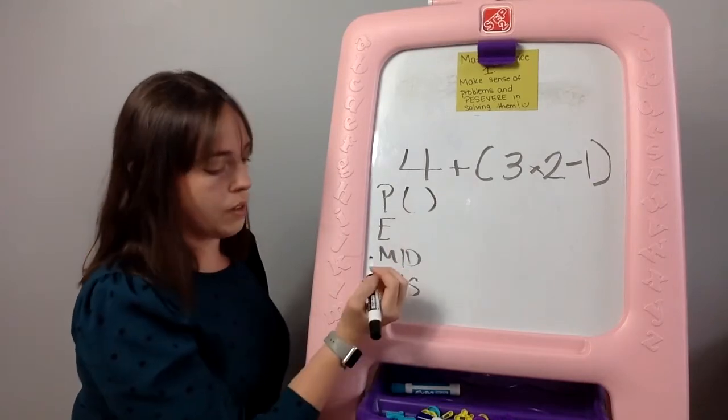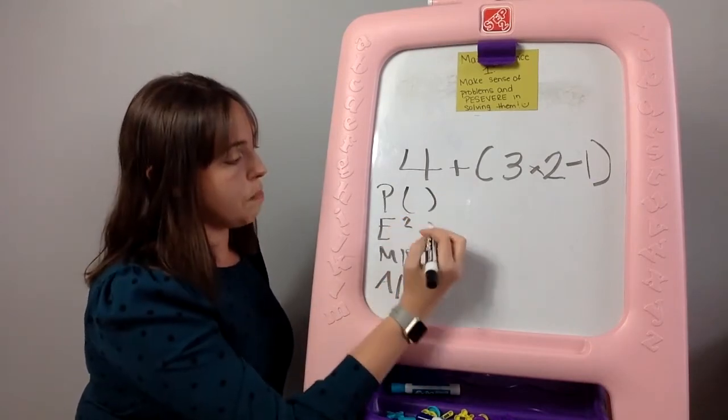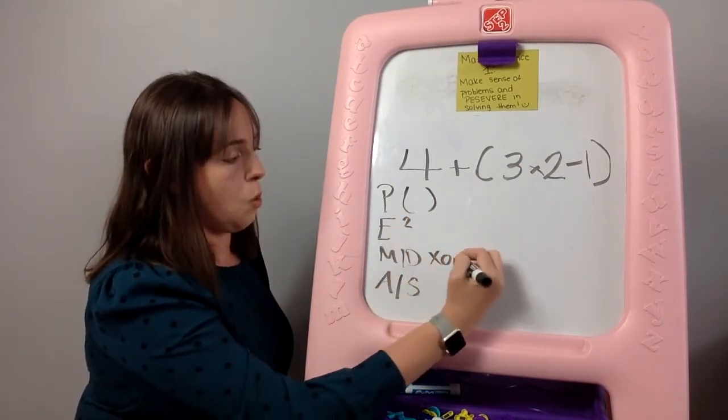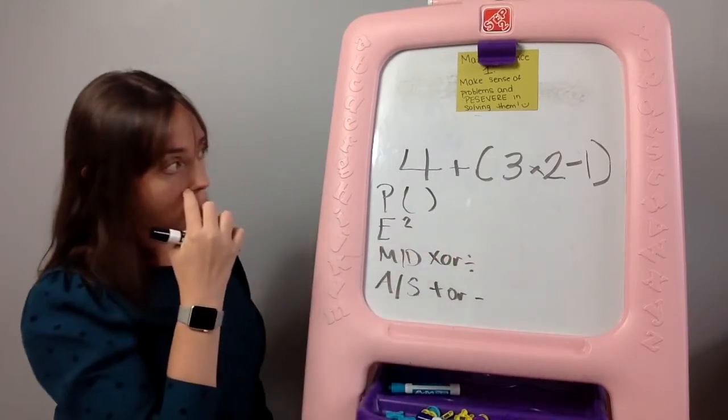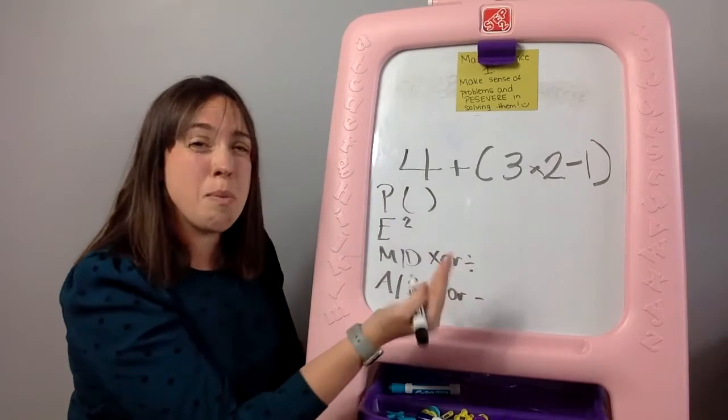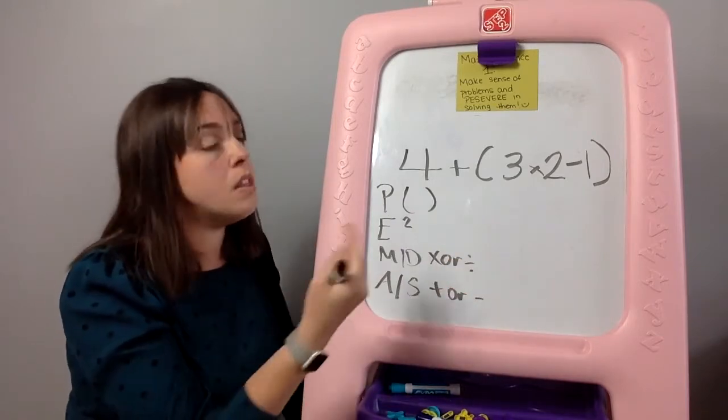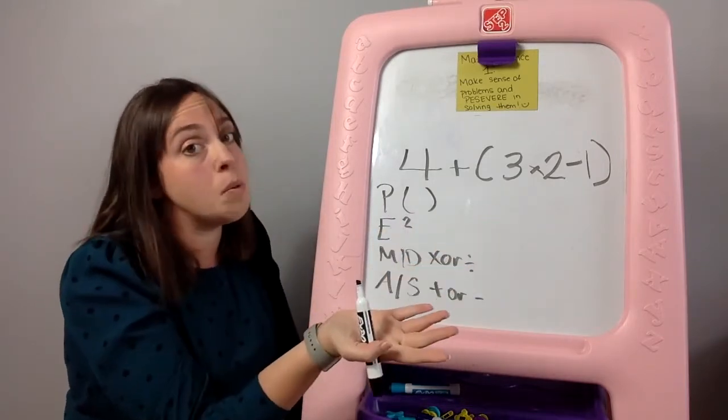So these are those parentheses. These are those exponents. We've got multiplication or division and addition or subtraction. Okay, so as I look at this and I evaluate, remember evaluate just means to find the value. And this is an expression because I don't see an equal sign.